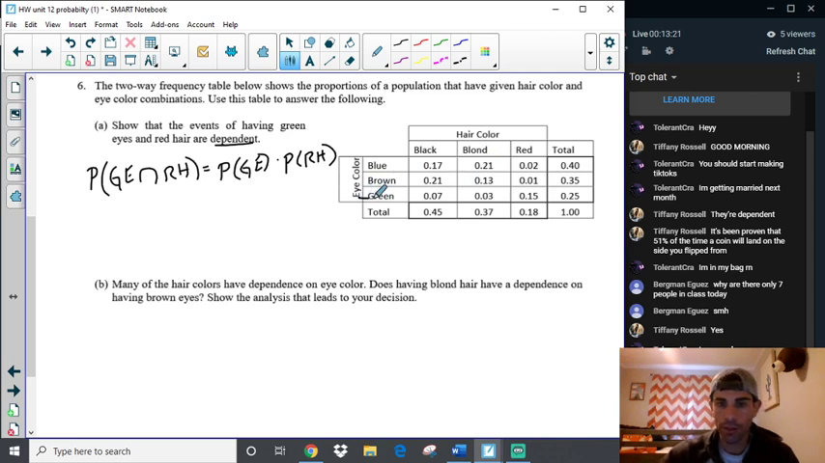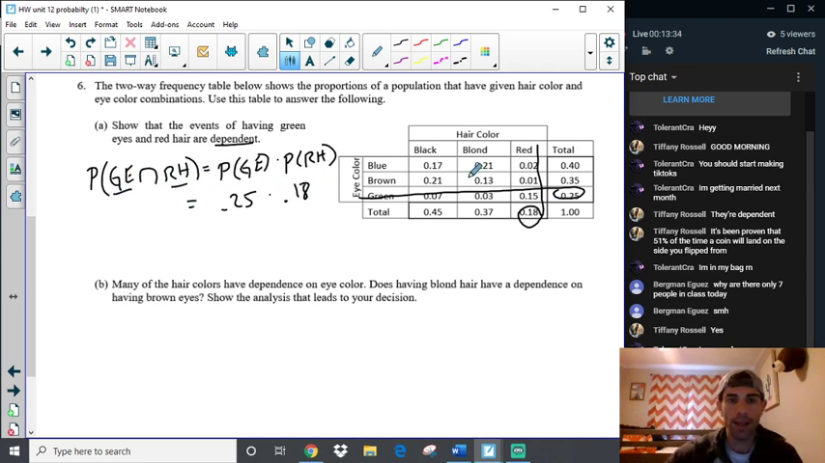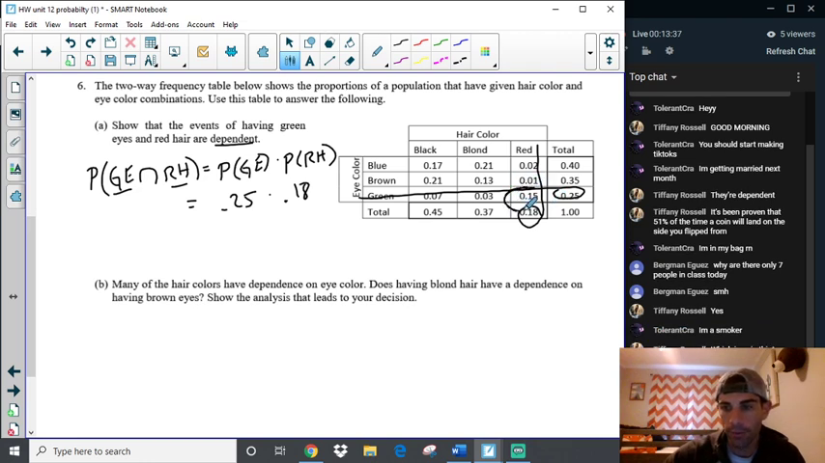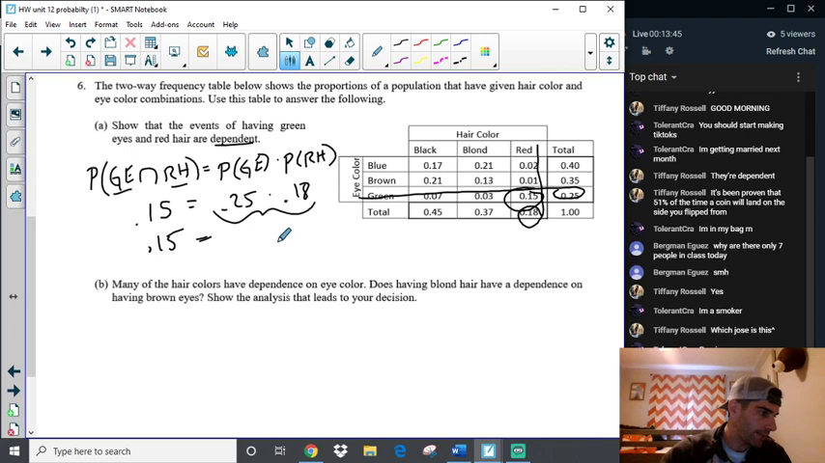So eye color is green. There you are, 0.25. Red hair, that is 0.18. And the green eyes and red hair, that intersection point, is 0.15. Okay, so now multiply them. 0.25 times 0.18 is 0.045. These are not equal, so they are dependent.